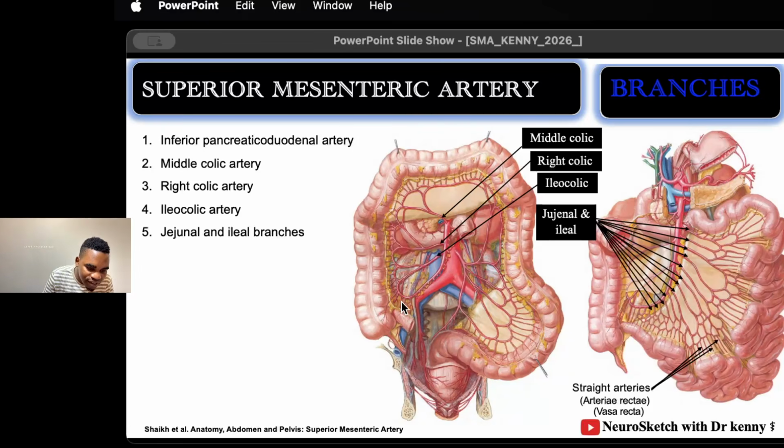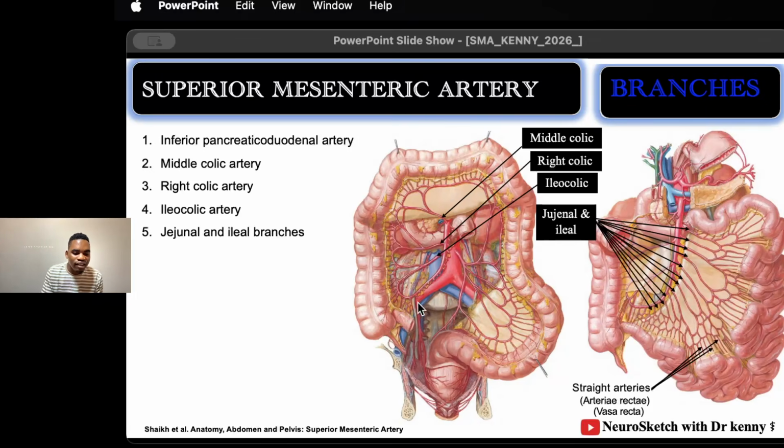And also we have the posterior cecal artery, which is going to the posterior side of the cecum, and we also have the branch which is going to supply the appendix. It is called the appendicular branch, coming from the iliocolic artery. And then we have seen all of these branches. Almost all of them are coming from the right side.